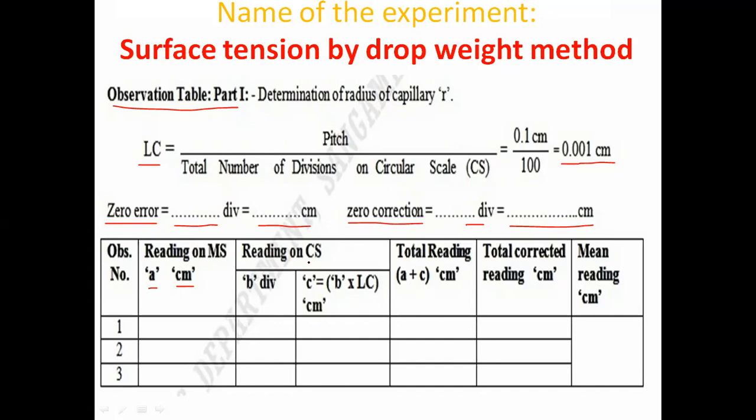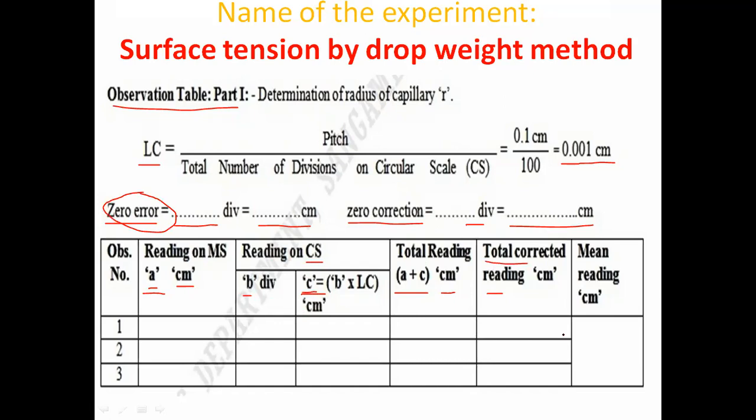Okay, that is the least count of the instrument. Then the second column has two sub-columns: the reading on the circular scale, that is b in divisions, and if you multiply b with the least count, it will give us c, the next value, in centimeters. After that we get the total reading, that is a plus c in centimeters. Then after correction for the zero error, we obtain the total corrected reading in centimeters.